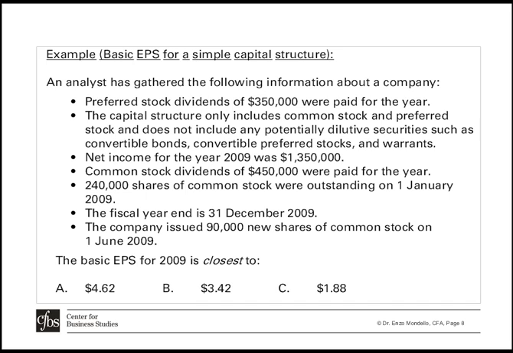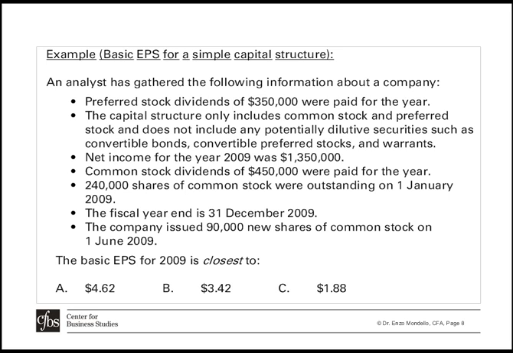On slide 8, you will find an exam type question. That's a level 1 exam type question, for those of you who are seeing for the first time what a CFA question looks like. An analyst has gathered the following information about the company. Preferred stock dividends of $350,000 were paid for the year. We know the capital structure only includes common stock and preferred stock. It does not include any potentially dilutive securities such as convertible bonds, convertible preferred stocks, and warrants.